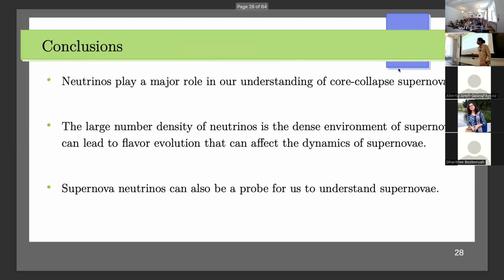So to conclude, neutrinos play an important role when it comes to the dynamics of core collapse supernovae, and the large number density of neutrinos present in the interior of core collapse supernovae can lead to neutrino flavor evolution, which needs to be studied. And also, neutrinos from supernovae can also be a probe for us to understand the dynamics of core collapse supernovae.